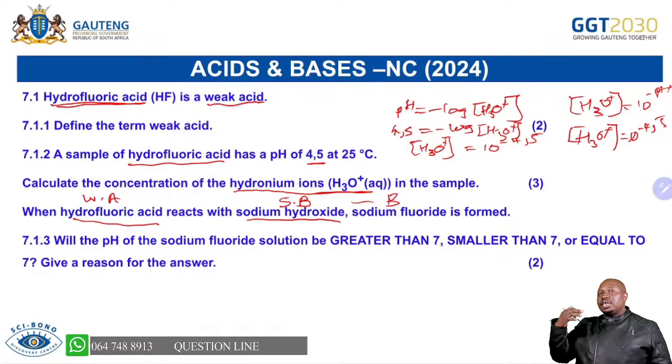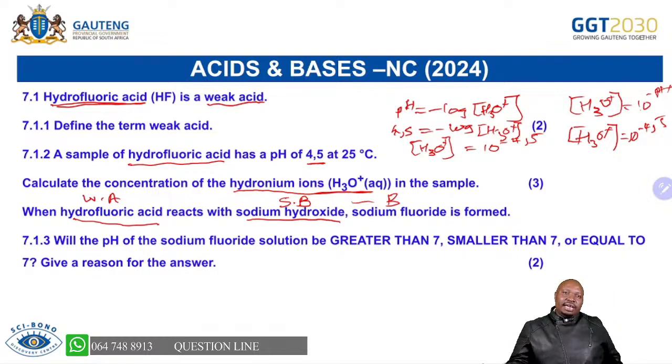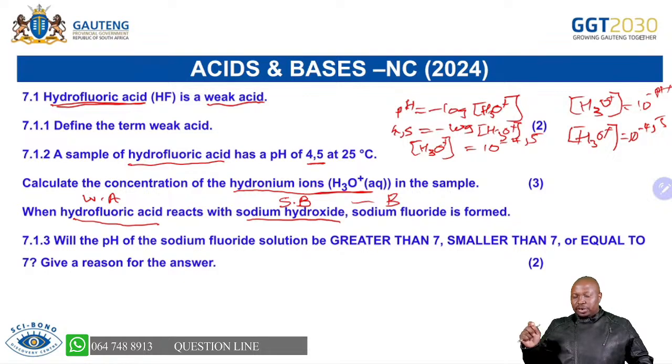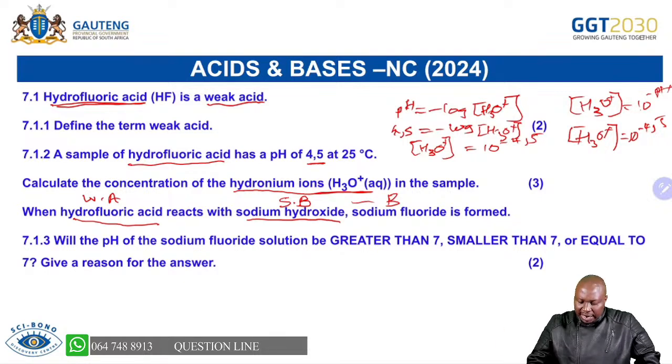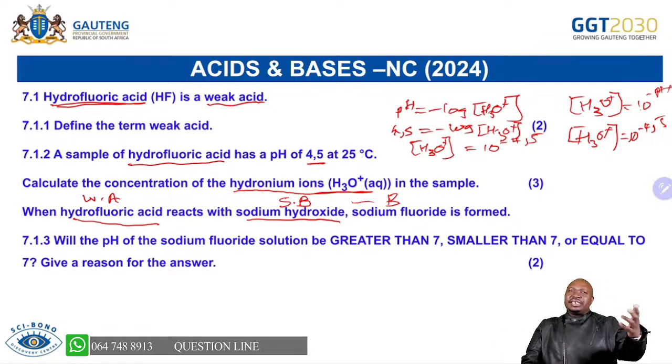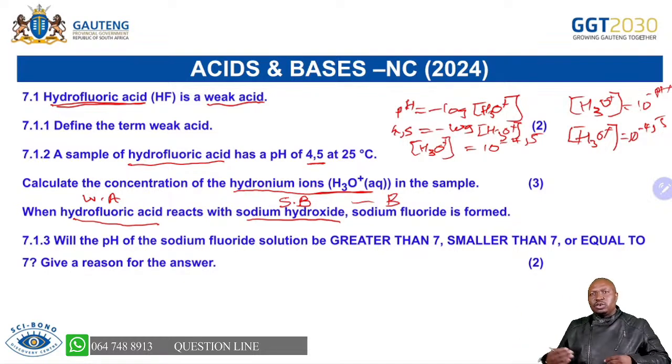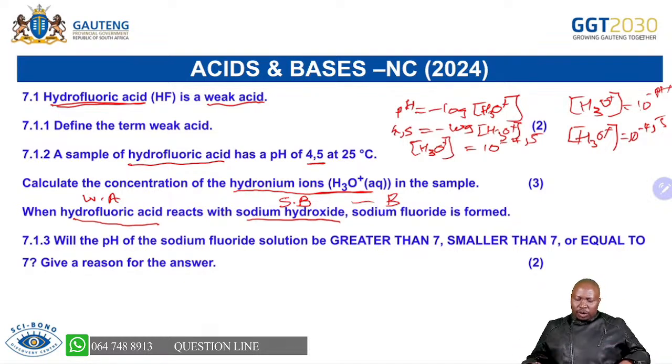Remember, we talked about the types of indicators that we can use. We said for this one, because it's basic, we're going to use phenolphthalein, and we talked about the color changes from colorless to pink and all that. So have that at all times so that you are able to remember. And when you see a question, you check, is it a strong acid and a strong base? What is going to happen? Let's look at this one.